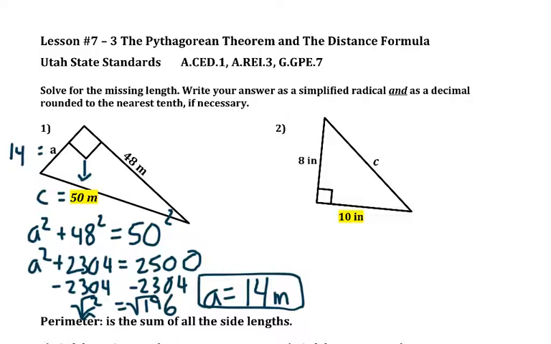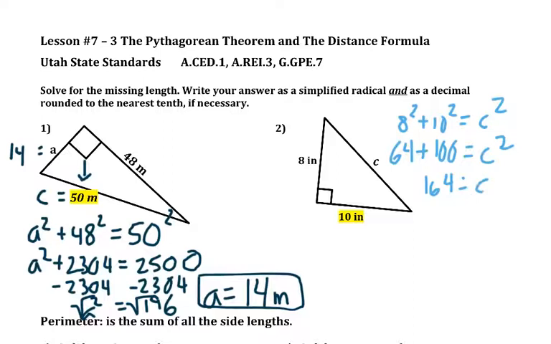Number 2, we have the right triangle with leg lengths of 8 and 10. And our hypotenuse, c, is what we're going to solve for. So substituting what we know into our Pythagorean Theorem equation, we get 8 squared plus 10 squared equals c squared. Now 8 squared is 64, 10 squared is 100. We know that's equal to c squared. So 164 is equal to c squared. Now we're going to take the square root of both sides.